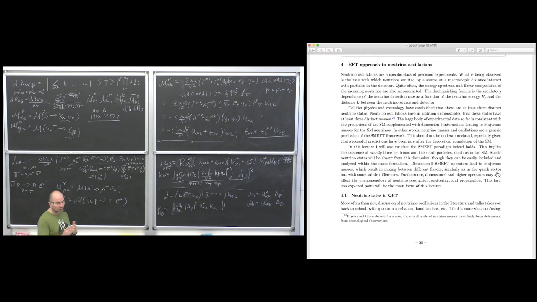And now we are focused on this oscillatory factor. What is this? Maybe it's a good moment to make a break now. Let's do a 15 minute break, and I will continue with this after the break.